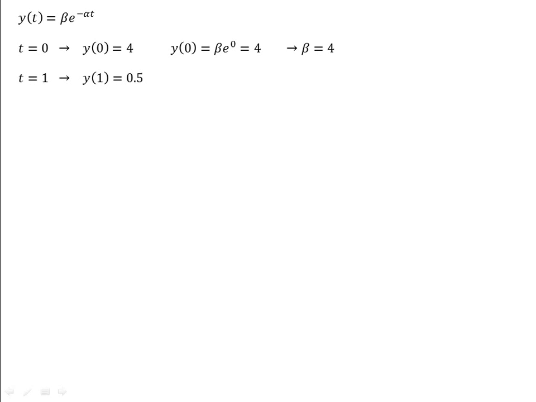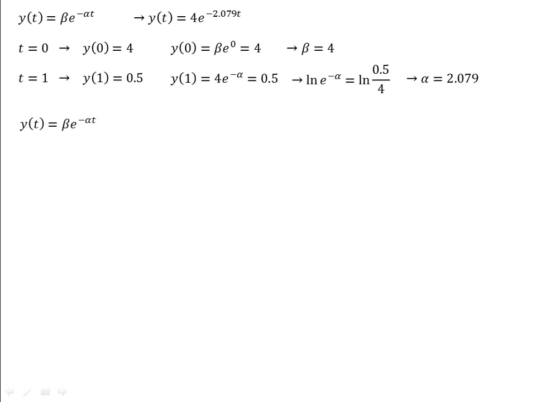If we look at another point, for example t equal to 1, from the graph we know that y(1) is equal to 0.5. If we substitute t in this relation, we see that y(1) is equal to 4e to the minus alpha, equal to 0.5. In order to find alpha, we need to take the ln of both sides. So ln of e to the power minus alpha will be equal to ln of 0.5 over 4. If we solve this, we find alpha equal to 2.079. So the final format of the response is y(t) equal to 4e to the power minus 2.079t.